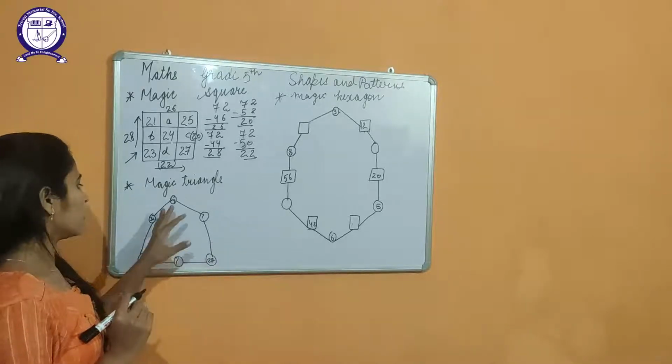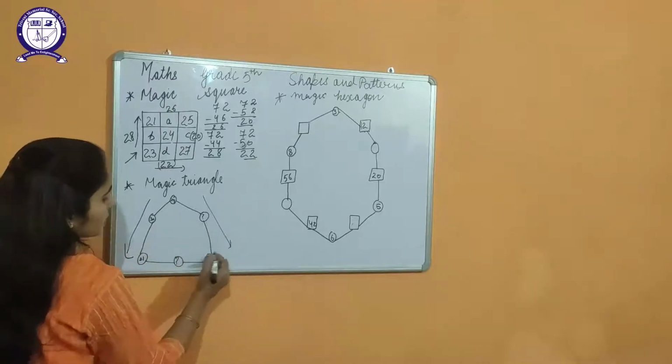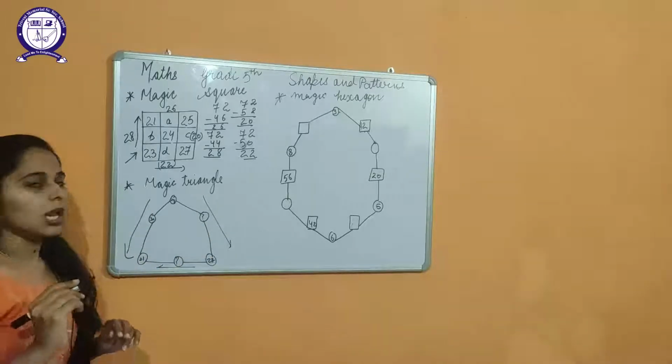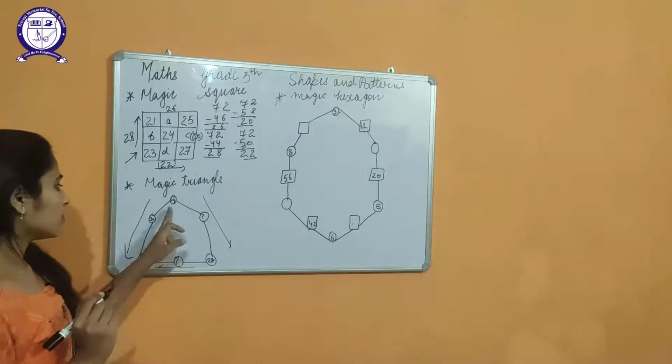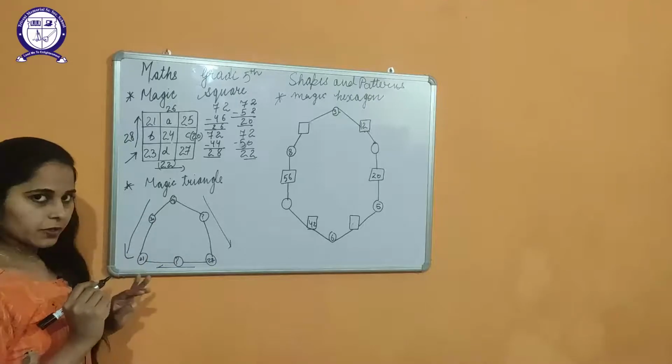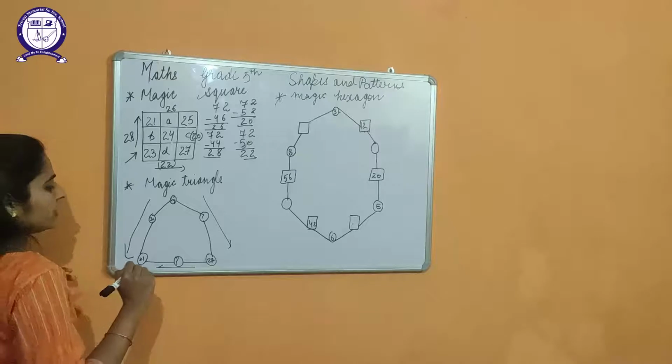In the magic triangle also, students, the sum on each side, like in this or in this or in this, will be equal on every side. So 24 plus 30 plus 21. What will be the answer? 24 plus 30, it will be 54. 54 plus 21 will be 75.